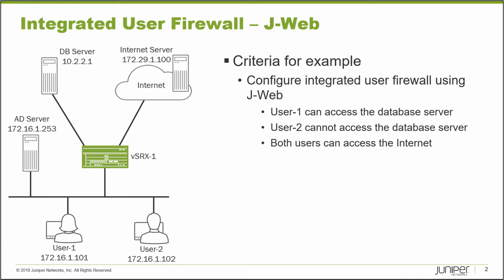And so with this, the criteria for the case study is we need to configure Integrated User Firewall using JWeb with some criteria. That criteria is listed on the slide. First, user 1 can access the database server. User 2 cannot access the database server. And then both users need to access the internet. All right, so with that, let's go ahead and jump to JWeb for vSRX1.